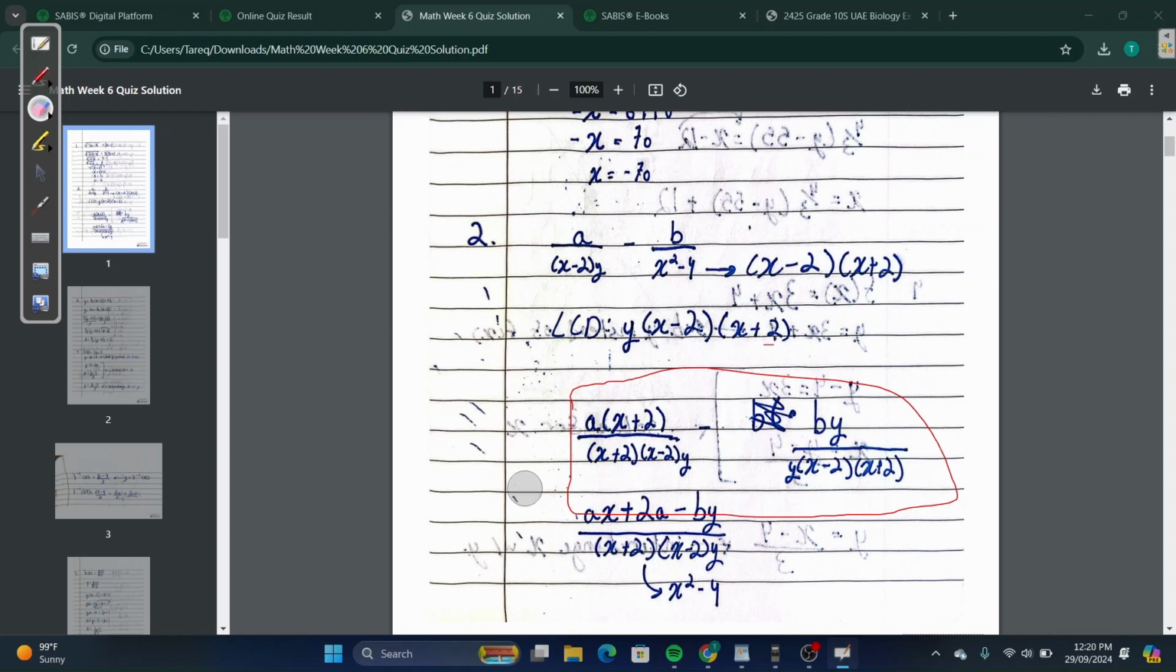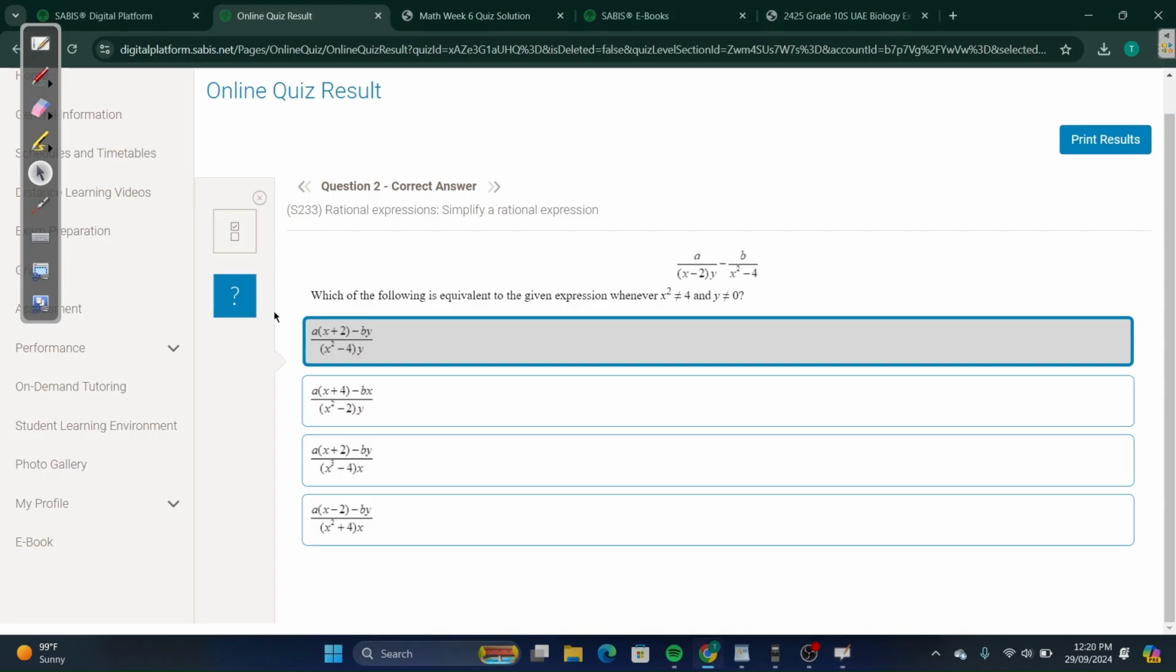But if they ask you to simplify it more, you're gonna simplify, right? So you're gonna distribute a by x plus 2. So you're gonna have ax plus 2a minus by over your denominator. This is our simplest form, okay? This is our simplest possible form for our answer. But they didn't want it in their simplest form. They wanted it in the form of this part. So you just copy this down. You look at your options for this pretty much. That's how you know which one to put down.